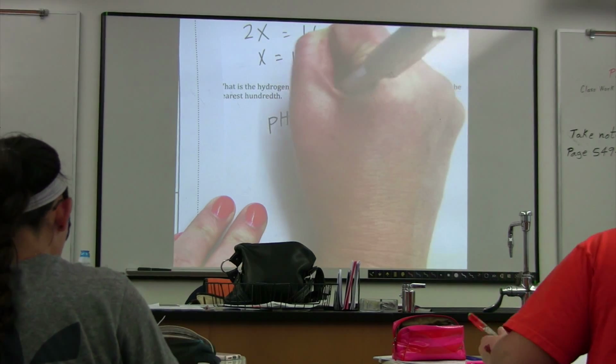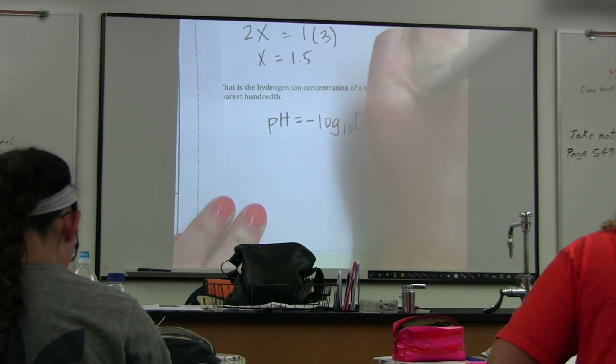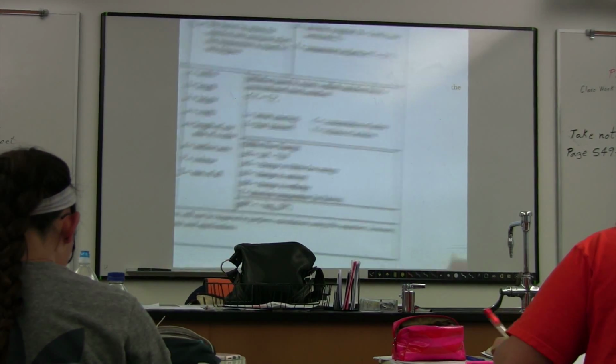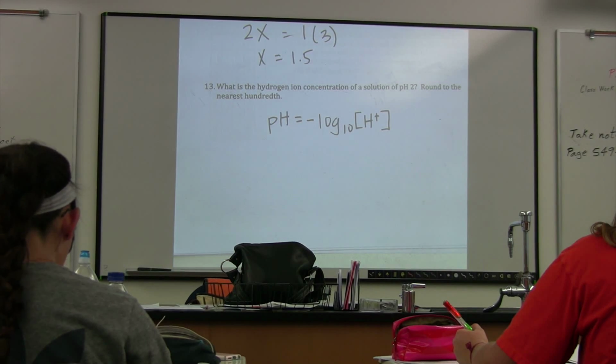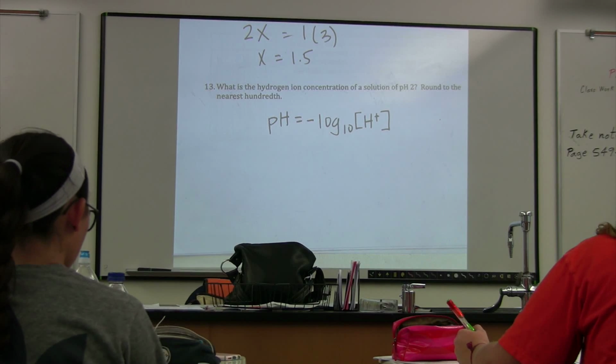pH equals negative log base 10 of our hydrogen ion concentration. So that's it. I literally just pulled that from here. I didn't pull it out of anything else. But one of the things that you need to know is how to take inverse logs, right? That's something that should be in your knowledge base.